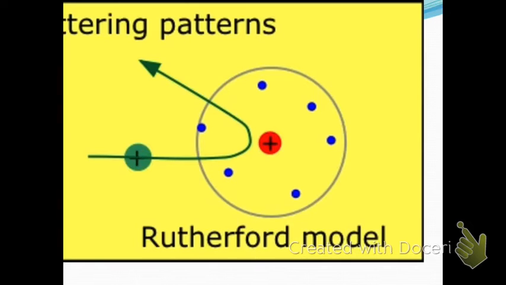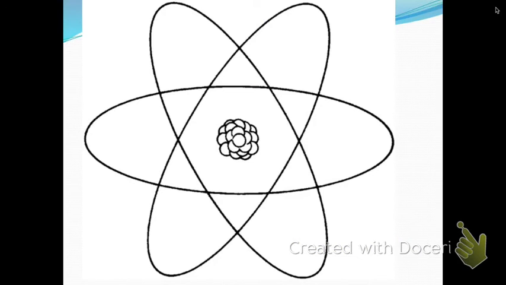So we've got a nucleus and a bunch of empty space, and this is the model he came up with, called the Rutherford model, or also called the planetary model, right? Because it gives us a vision of planets orbiting, different things, but this is essentially the Rutherford model.